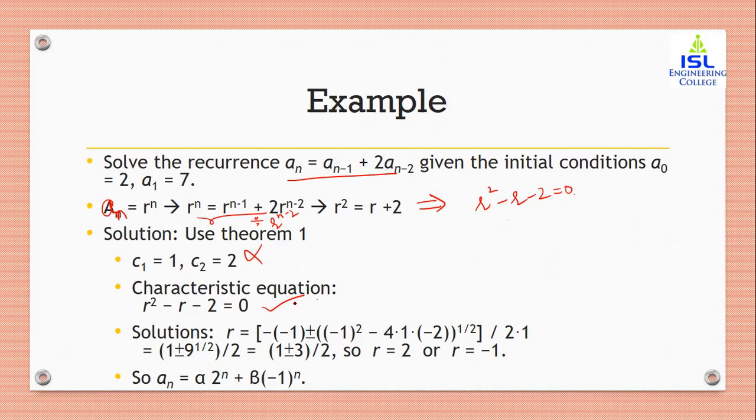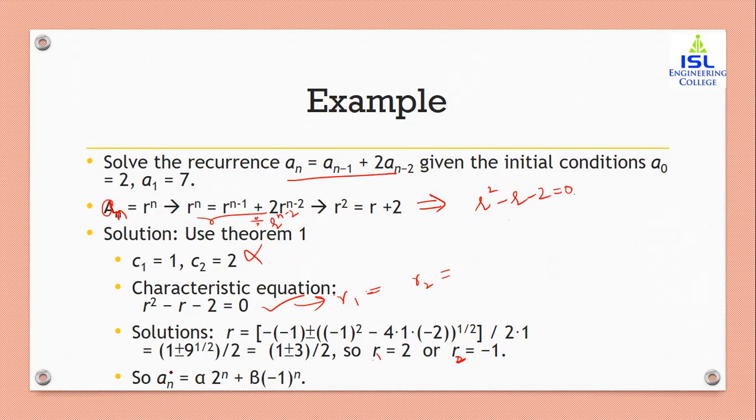Now for this equation, you have to find the roots. What is r1 and what is r2? So r1 and r2 are as follows. You can take r1 as 2 or you can take it as minus 1. Both of the numbers can be taken vice versa also.